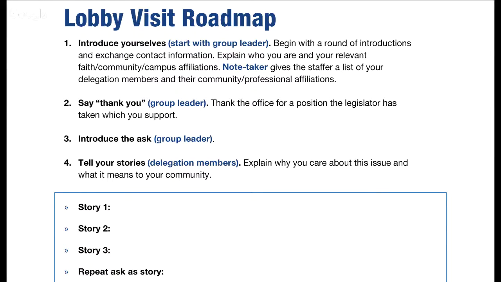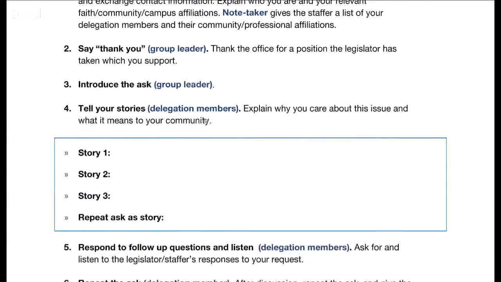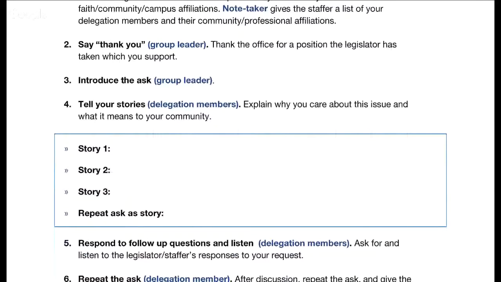Sometimes they'll respond right away. Sometimes the staffer or the member will just say okay, and let you go ahead and move on to your stories. And your stories are the most important part of your visit. Your stories are how you connect why this issue is important to you, and especially why it is important to your community and your member of Congress's community.